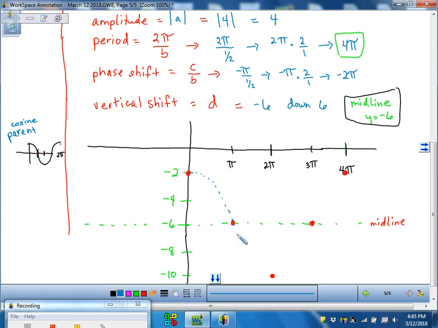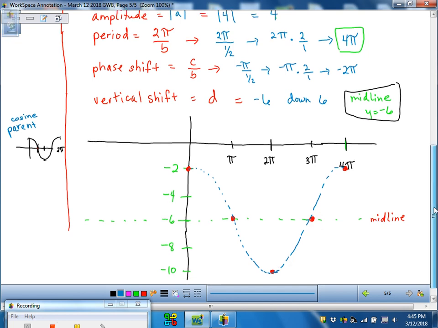graph looks like, just following the pattern of the cosine parent. So we've got this little curve going down, approaching the bottom point, approaching the midline. That one got off a little bit. So it's approaching the midline again, and then coming back up and approaching 4 pi.